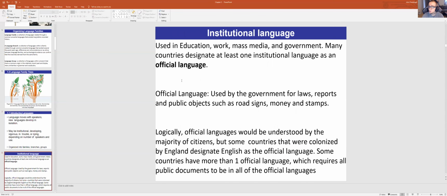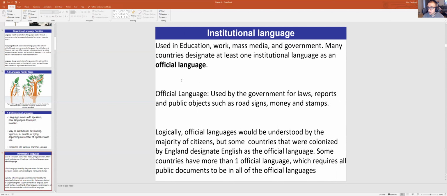So what is an institutionalized language? That simply means that that specific language is used in work, mass media, education, and government. So many countries designate at least one institutional language as an official language. The United States does not have an official language, but its de facto language has been English, right?